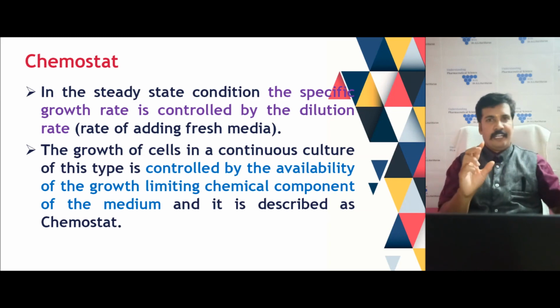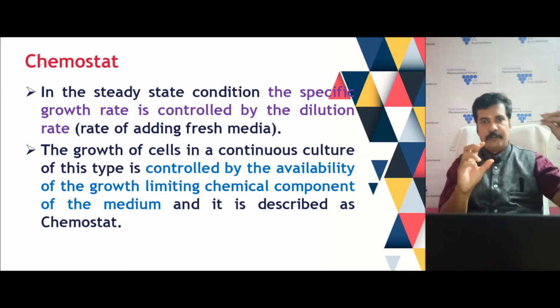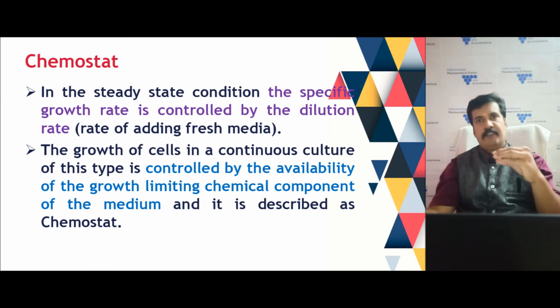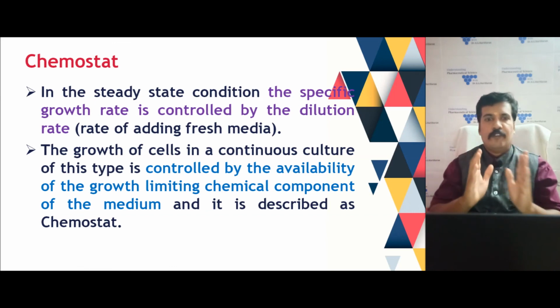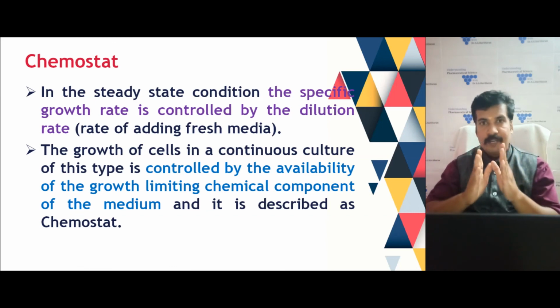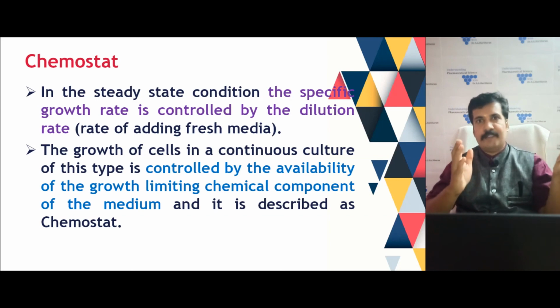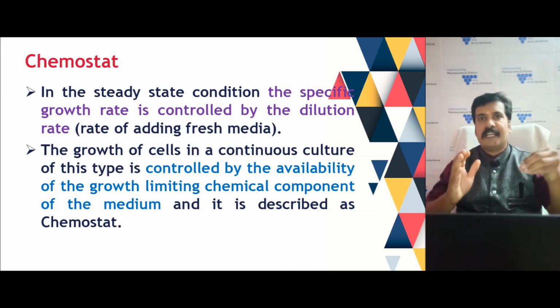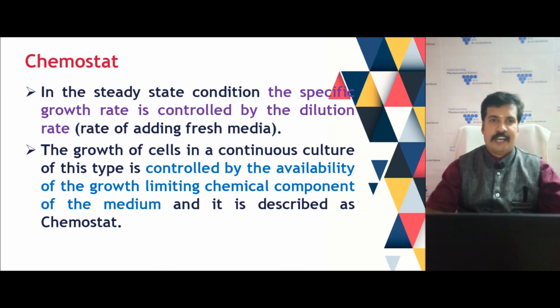So we are adding fresh media, so fresh nutrients are available for growth. Because of this fresh medium input, we withdraw the fermented liquid. So the growth will be maintained. The growth is maintained by the supply of the medium, and the medium is nothing but the chemical. So the growth rate of the bacteria is maintained through chemical means. So we call it a chemostat.